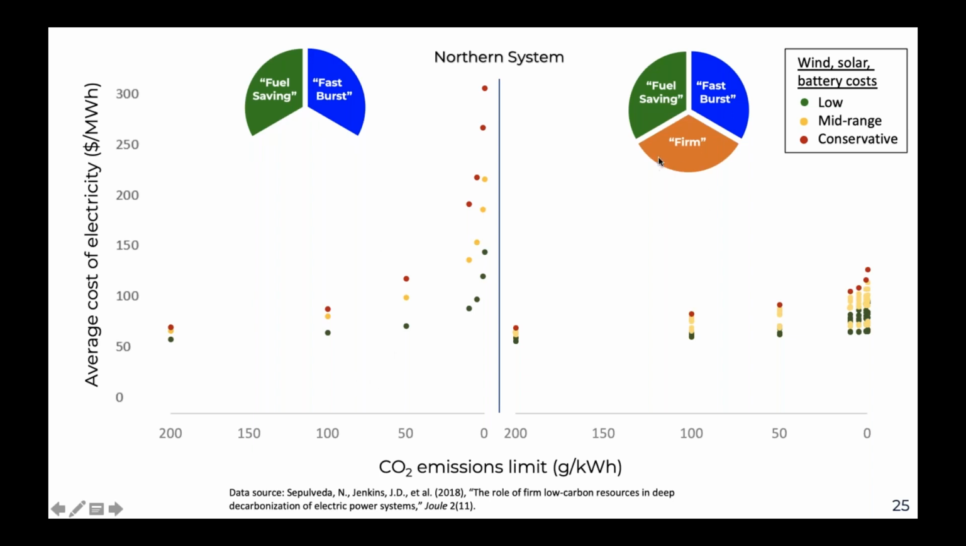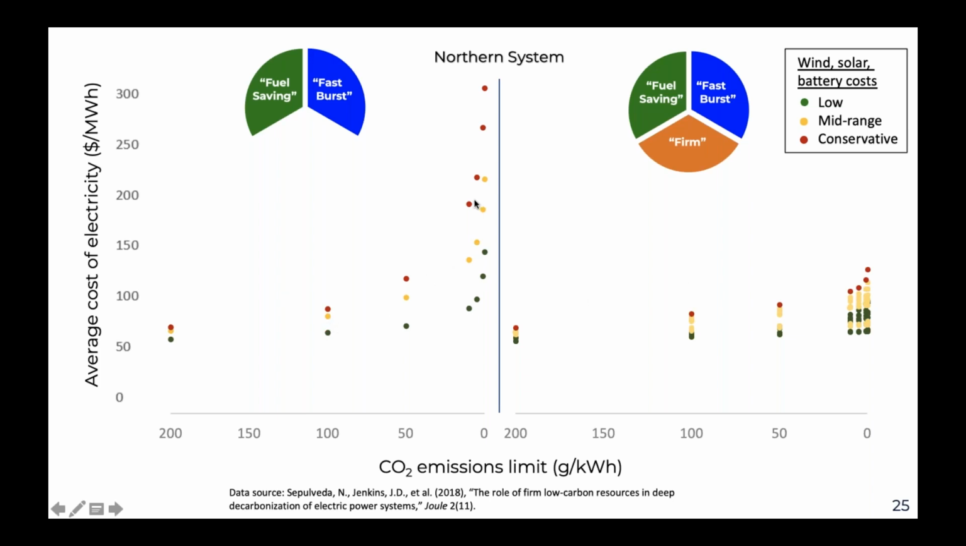And in the other case, we add a range of firm low carbon options: new nuclear power, natural gas with carbon capture and sequestration, solid biomass, and biogas. And what we find is that as we get down to a 100 gram per kilowatt hour emissions rate, which is about an 80% reduction in emissions, the costs are really not different between these two scenarios.